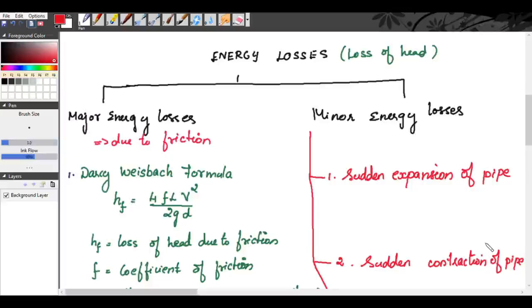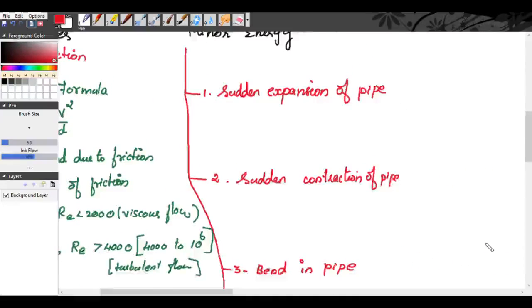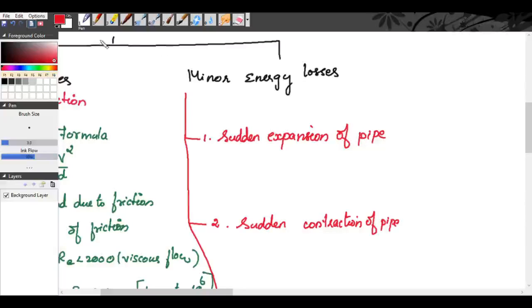So the first cause for the minor energy losses is sudden expansion of pipe. We have derivations for each minor loss by the application of Bernoulli's equation. Here we are not going to derive all the formulas, we are just understanding the formulas. So what is the loss of head due to sudden enlargement? If the pipe is suddenly enlarged, the velocity gets changed, the cross section gets changed. So we will apply Bernoulli's equation and the continuity equation.